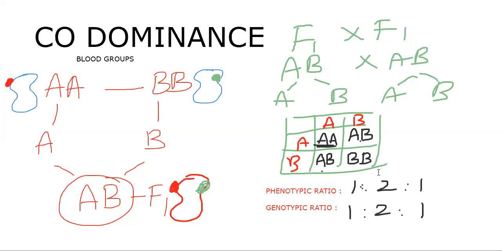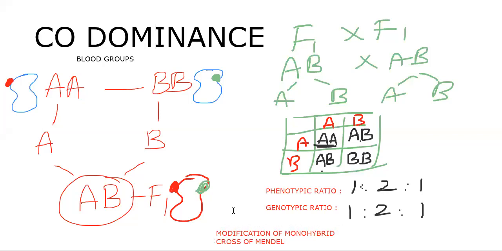That means phenotypic ratio and genotypic ratio both are going to be the same. Like incomplete dominance, here also we can say both phenotypic and genotypic ratio are the same. And this is also considered as a modification of the monohybrid cross of Mendel, which is not following Mendel's law of dominance.